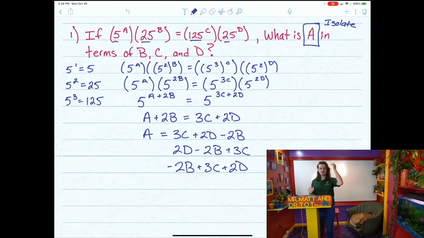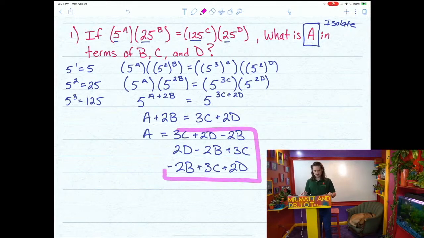Okay, if you have any questions, please let me know. Otherwise, let's go on to, just to be clear, any version of these are your answers.